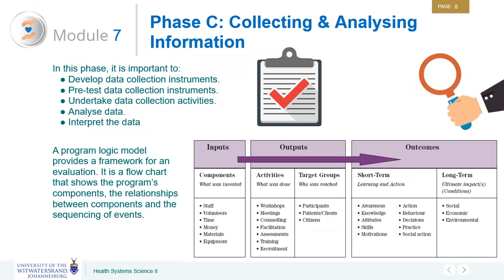The third phase of the evaluation cycle is to collect and analyze information. Once you have determined what your data collection method is and the design of that process, and you have planned appropriately, what is important to do is to develop your data collection instruments. This will be familiar to you from your research process. The tool that you use to collect information will determine what you're trying to report on. Very useful here is to pre-test that tool to see if there are any glitches.